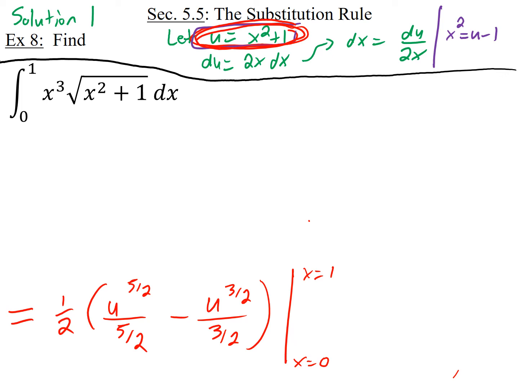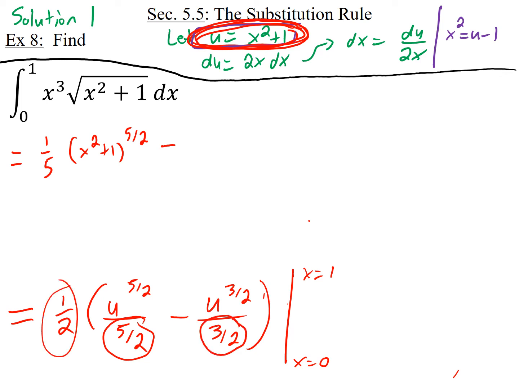I'm going to also flip these fractions and distribute the 1/2 here. So if you flip the 5/2, you're going to get 2/5, and then 2/5 times 1/2 is 1/5, so we get 1/5. And instead of u to the 5/2, I'm going to put x squared plus 1 instead of the u, so x squared plus 1 to the 5/2. Minus, now if you flip the 3/2, you get 2/3. If you multiply 2/3 times 1/2, you get 1/3. So it's going to be 1/3. And then instead of u to the 3/2 again, we're going to change the u to x squared plus 1, so we get x squared plus 1 to the 3/2.